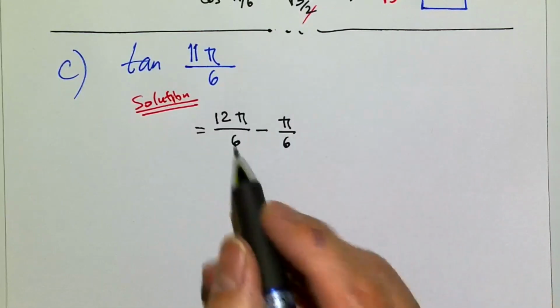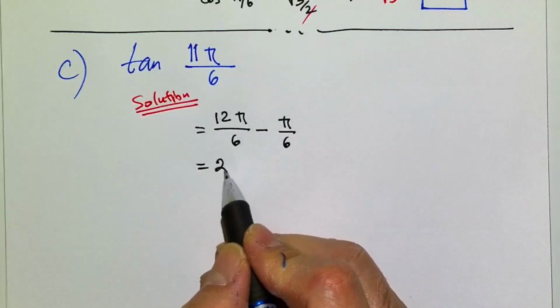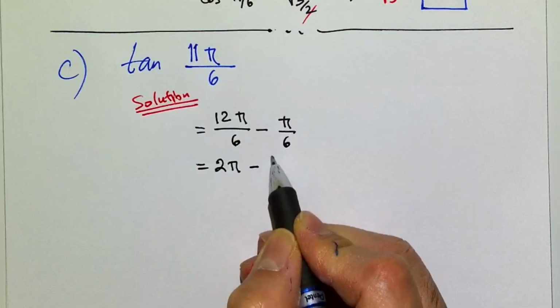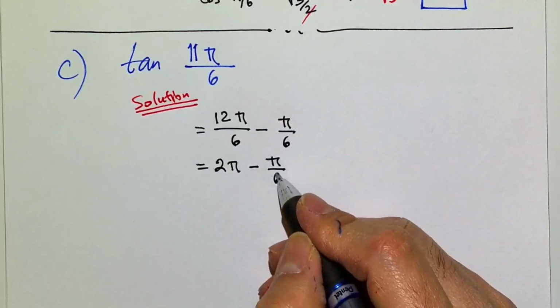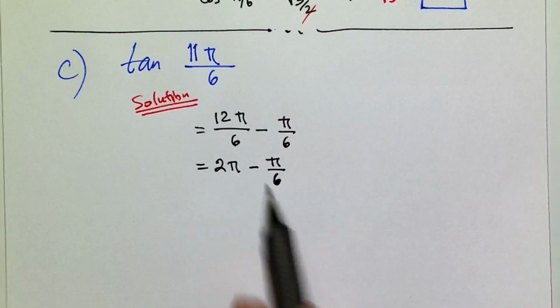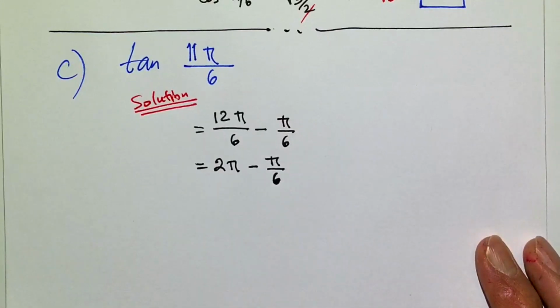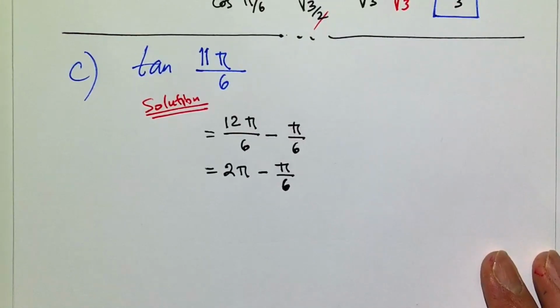But why did we do that? Well, now look at this. 12 pi over 6, we get 2 pi minus pi over 6. So before I draw the graph, ask yourself, in which quadrant is this angle? This 2 pi minus pi over 6. In which quadrant is it? Or pause the video and think about it.